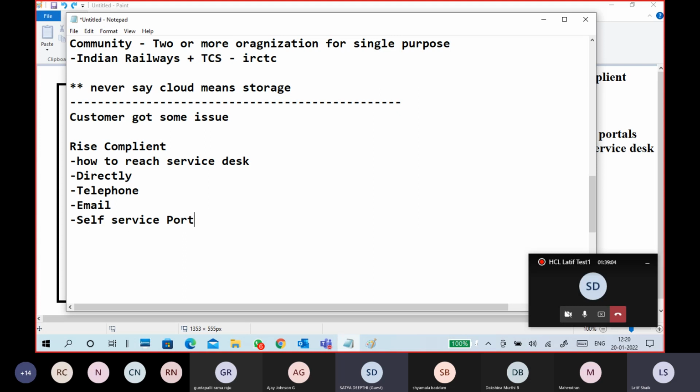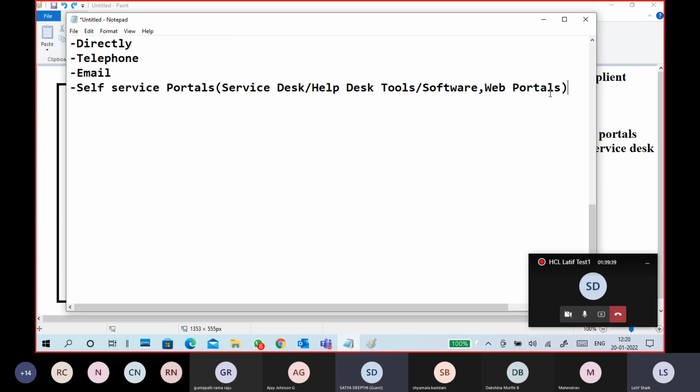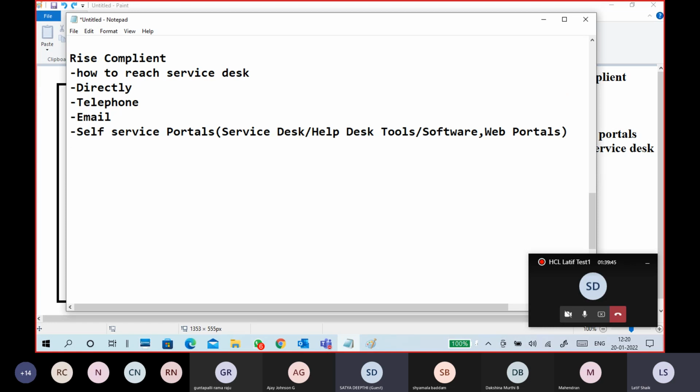What I'm typing, portals, it means service desk or help desk tools, software. Both are the same, tool or software. Web portals. Self desk portal means web portals. Usually it is a web portal. Okay, so like this.